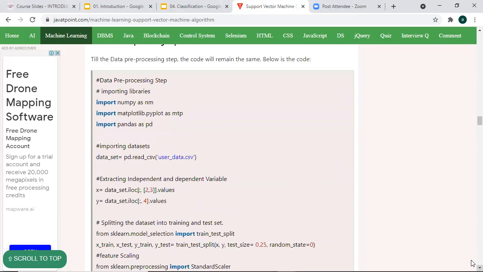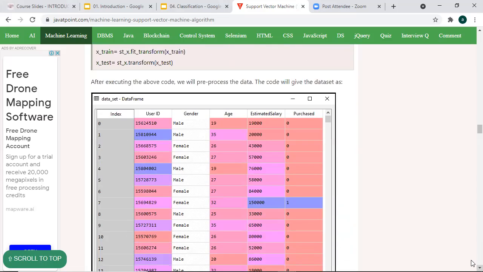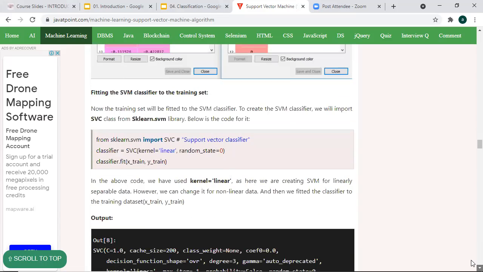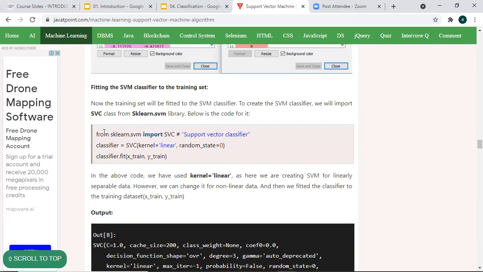Yes, sir. The example and the coding will remain the same. You can see the coding here. What I explained last time will remain the same. What changes here is the same as we said, whether the person will purchase or not. You have to change it here: from sklearn.svm import SVC. SVM is the name of the algorithm.